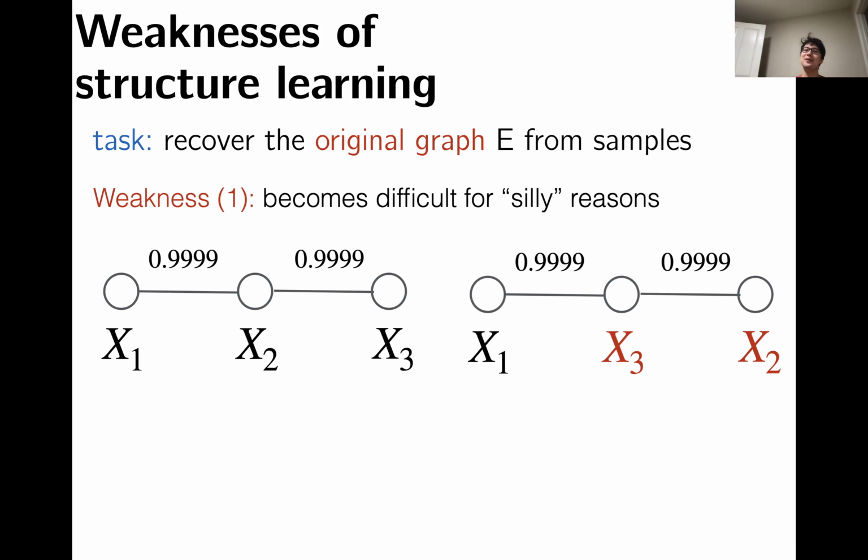Okay, so here are two graphical models. The first one on the left expresses that x1 and x2 are 99.99% likely to be equal, and x2 and x3 are 99.99% likely to be equal.